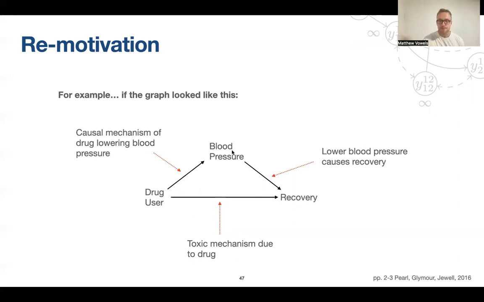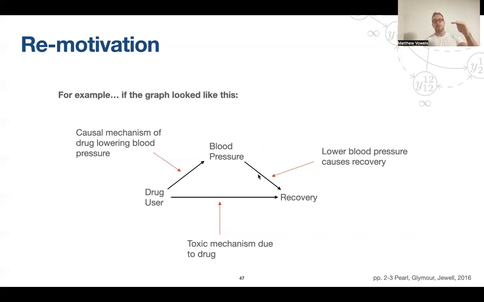Now, in this case, blood pressure is part of the causal mechanism. So the recovery varies as a product of both the drug, the direct use of the drug here, the toxic mechanism of the drug, and it also varies because of the blood pressure. So now we don't really want to partial out the variance in recovery that's due to the differences in blood pressure, because that is part of the causal mechanism that we care about. So to remove that variance is actually to discard part of the causal effect that we care about. So in this case, we wouldn't condition on blood pressure.